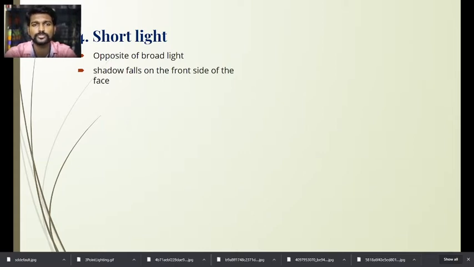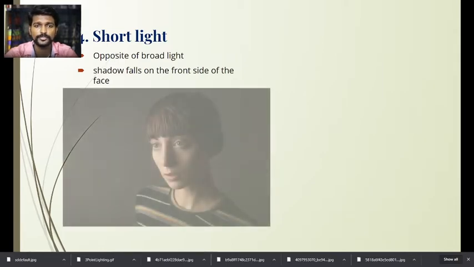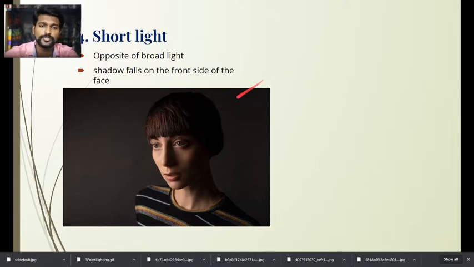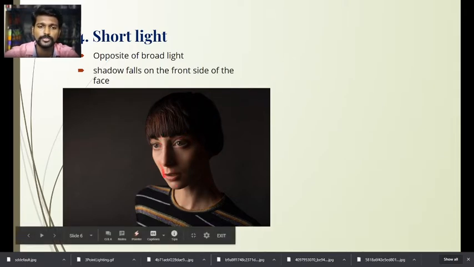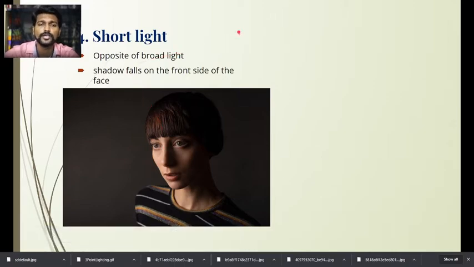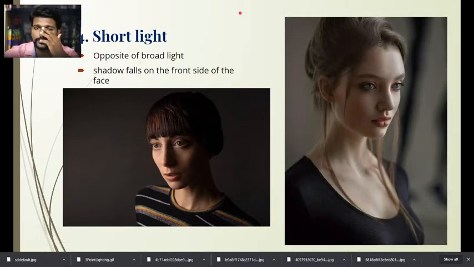So this is opposite to broad light. So you saw the last lighting, broad light is covering the larger area of the face. So this is a short light, so it covers the shorter area of the face. Whereas this is a broad area and this is a shorter area, so this type of lighting is called short light. So shadow falls on the front side of the face, whereas in the broad area the shadow is completely in the broad area, and the shorter area will be filled with this type of lighting.